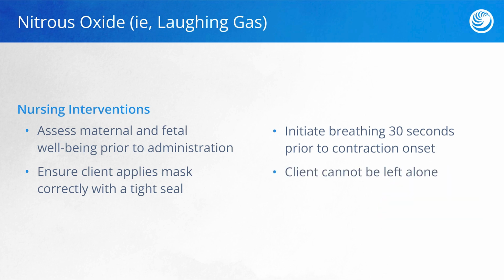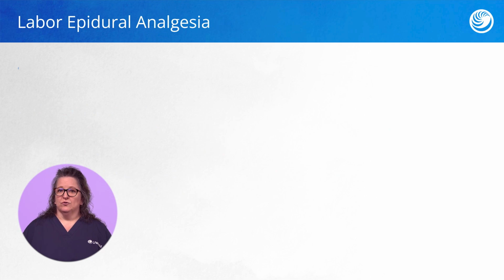The client should not be left alone because this inhalant places the client at an increased risk for falls. While the effects are short-lived, the nurse should remain with the client to determine if the client is able to ambulate between contractions, which is often the case. Labor epidural analgesia. Local anesthetic like lidocaine along with an opioid like morphine are injected into the epidural space.